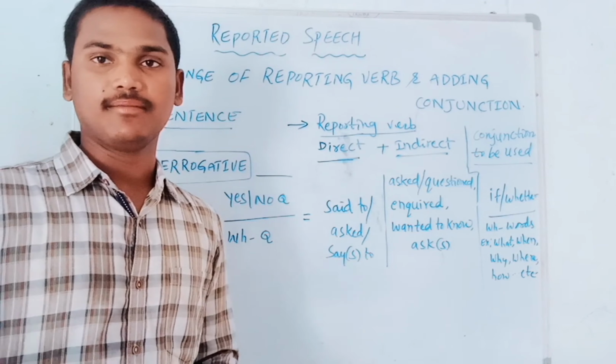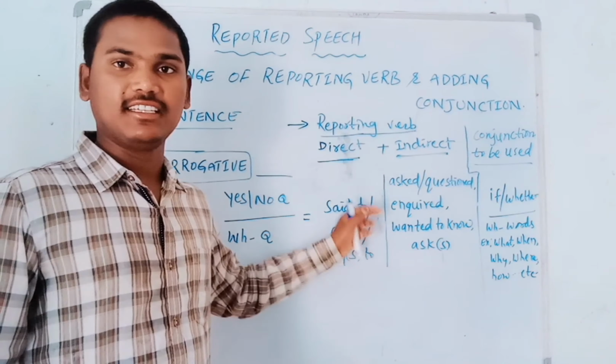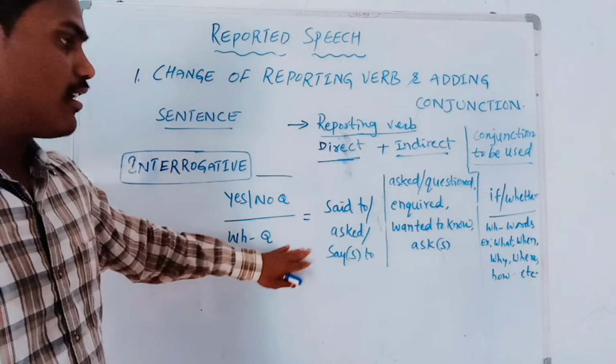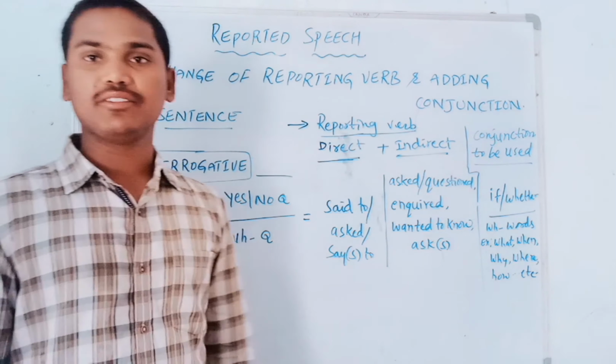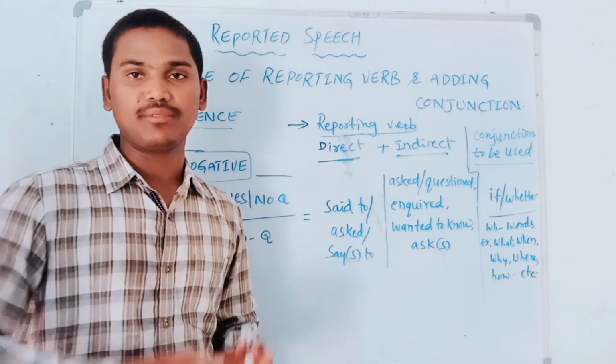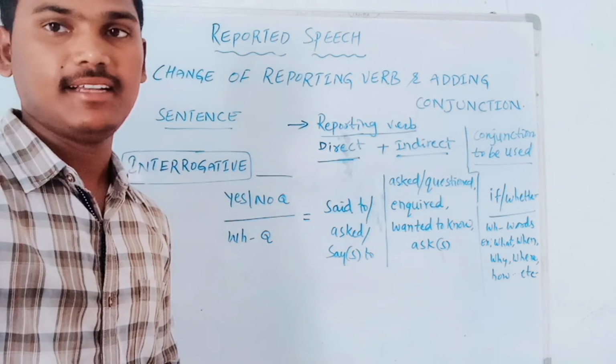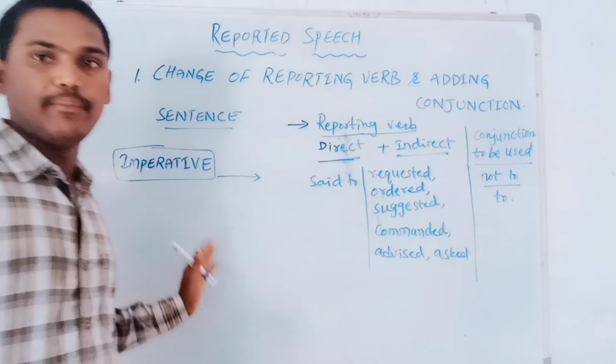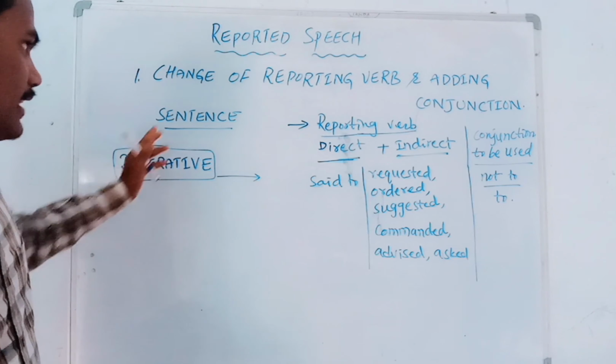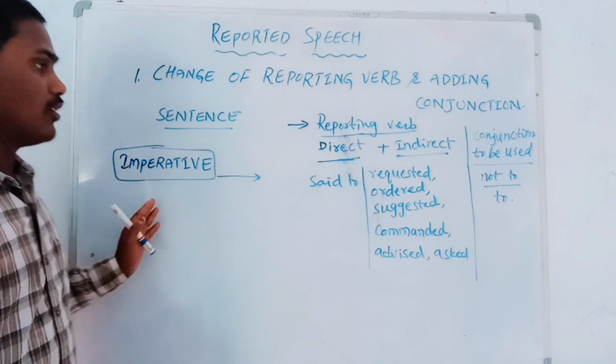So students, these are the rules about how interrogative sentences are changed from direct to indirect speech. Now let us see the imperative sentence. It is the third type of sentence in English. So these are the rules.